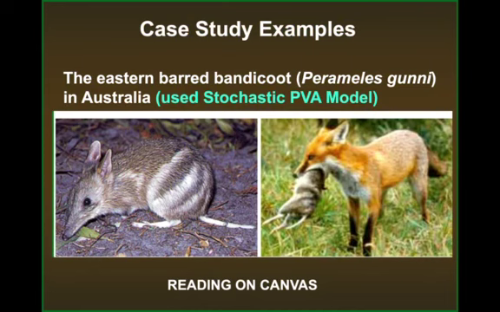Okay, the second case study example is on the eastern barred bandicoot from Australia, from an area called Hamilton. They used a stochastic PVA model also. You have a reading about this on Canvas, so you should look at it carefully. I'm going to point out just a few things, highlight a few things from this reading, especially on how they set up their PVA and some of their results here.